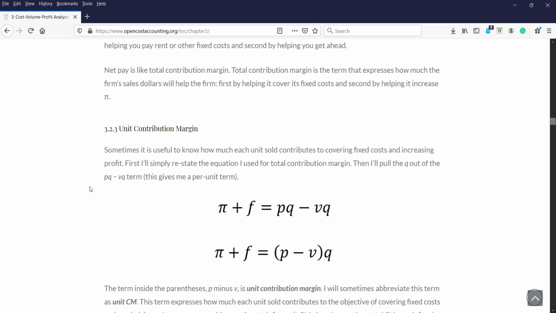Now we can jump into the idea of a unit contribution margin. And in fact, for many people, me included as a student, this was actually more intuitive to me than the idea of total contribution margin. I tended to want to think about individual widgets being sold and how much each widget was contributing to paying off fixed costs, and then after those fixed costs are paid, having some leftovers for profit and reinvestment in the company.